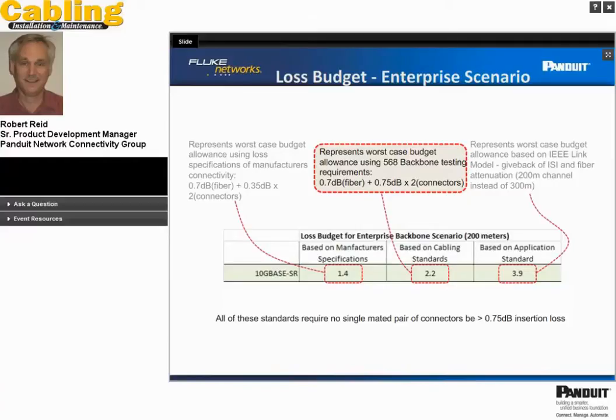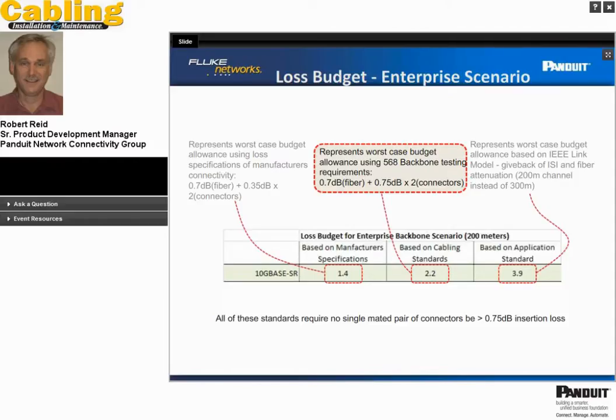So this is a bit higher than the cabling standard, and it represents a worst case from the IEEE model itself. So it's a 200-meter channel, and again, that model is based on a 300-meter channel. So there's some give back of attenuation because it's a shorter channel. It's not a 300-meter channel. So there's some of the attenuation given back there that we can use.